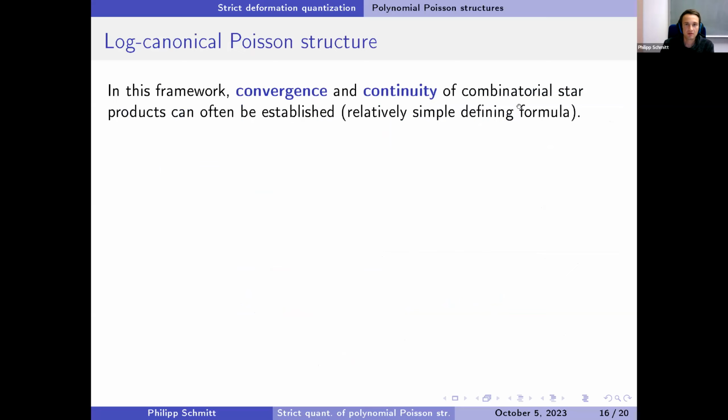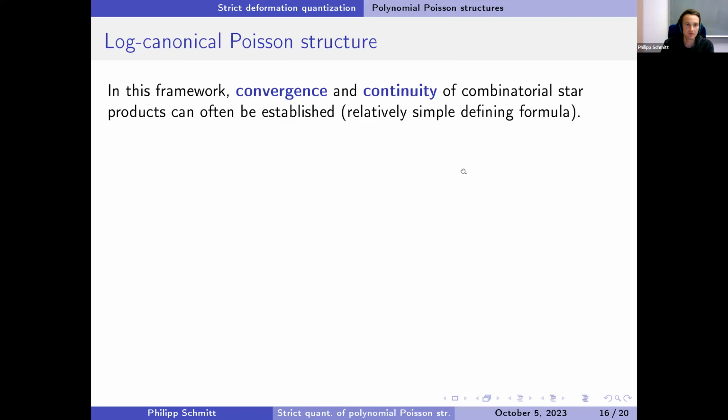Okay, so basically what I wanted to advocate for in this talk is that using the combinatorial star product, the convergence and continuity properties of many star products can often be established due to the relatively simple formula defining these combinatorial star products in our examples. And therefore, this gives us a machinery to construct strict deformation quantizations of many polynomial Poisson structures.